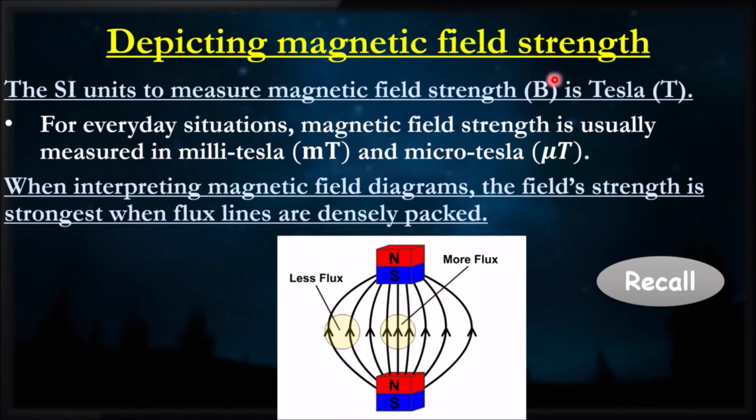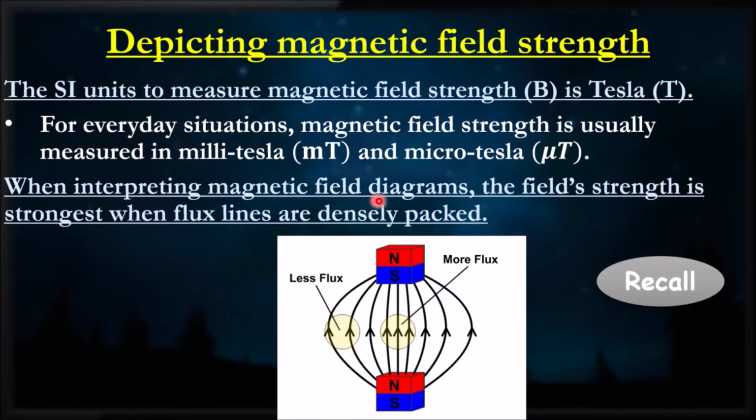Depicting magnetic field strength. We said that the SI unit to measure magnetic field strength is the Tesla. The symbol for magnetic field strength is capital B. In most situations, we measure magnetic field strength in milliteslas or microteslas, which means that 1 Tesla is an incredibly large number for our everyday circumstances.